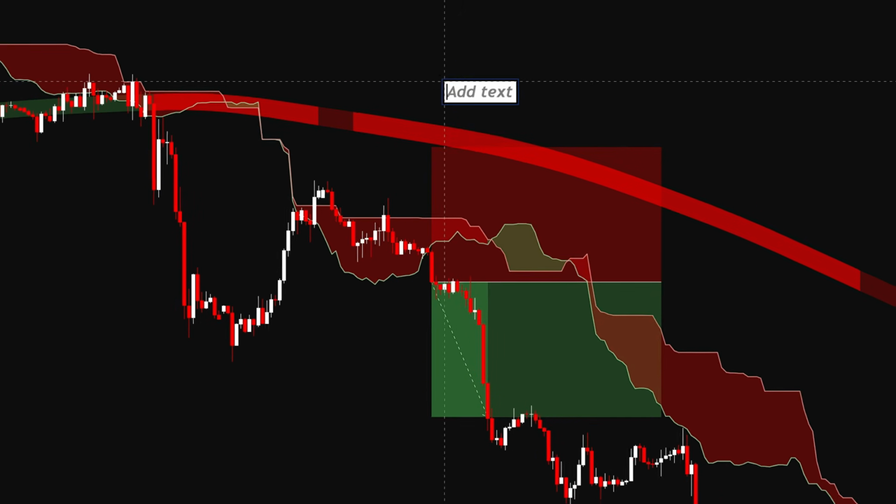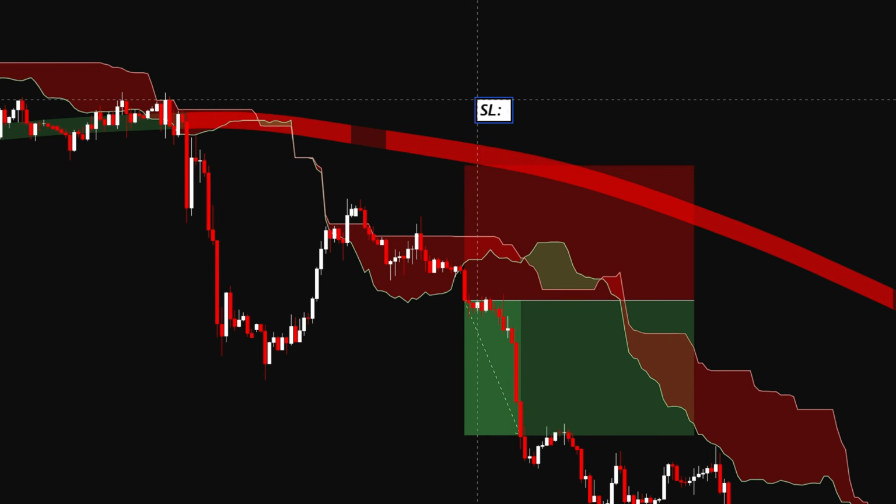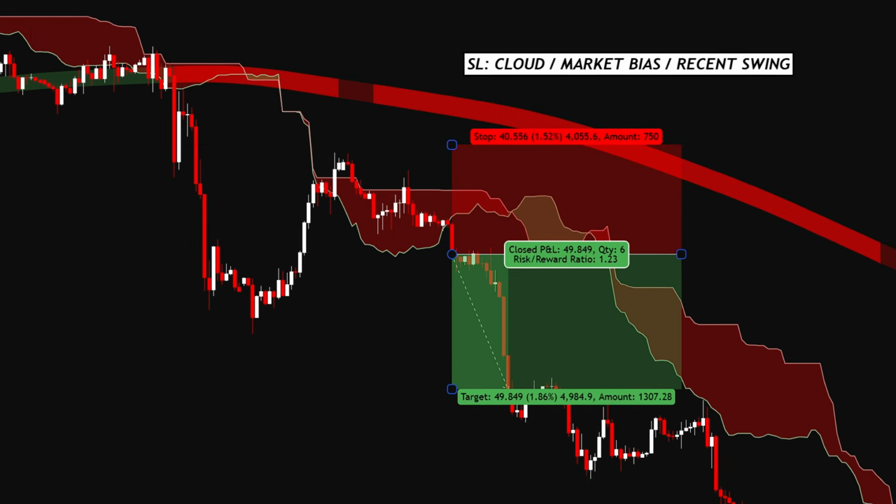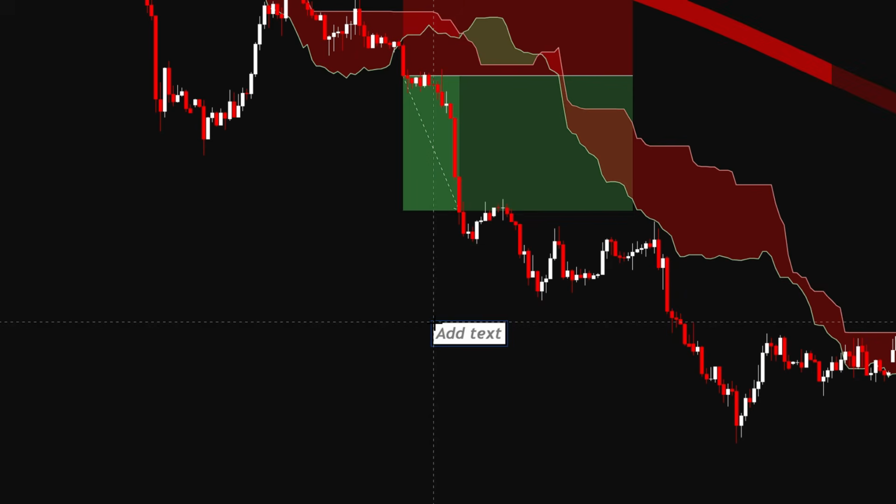Now risk management. We're not skipping that part. You'd place your stop loss slightly above the cloud or above the market bias or even just above the most recent swing high. Keep it tight but logical. And for the trade target, stick with a clean 1-to-2 risk to reward ratio.